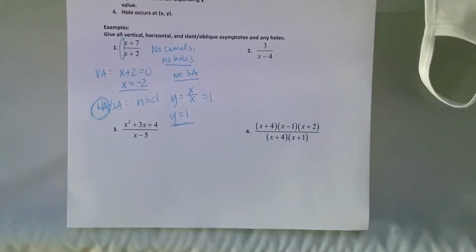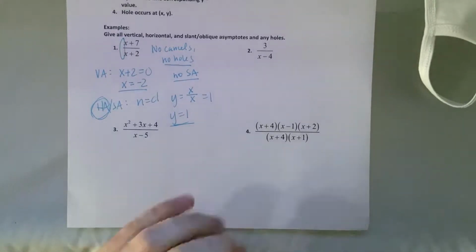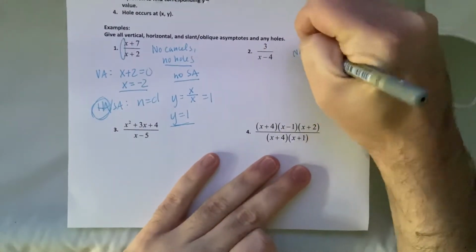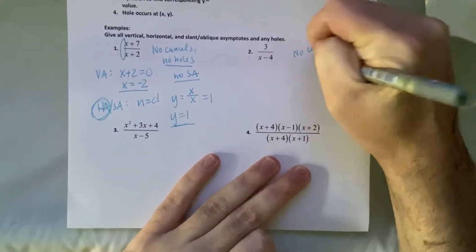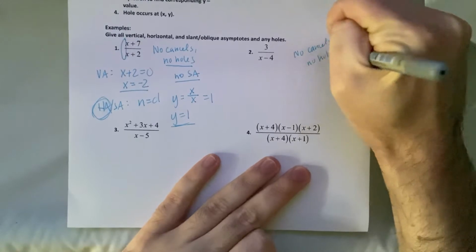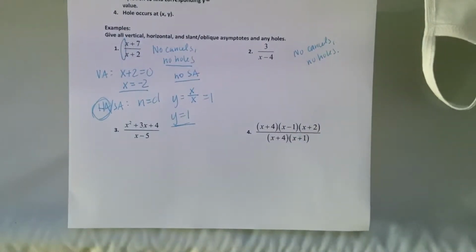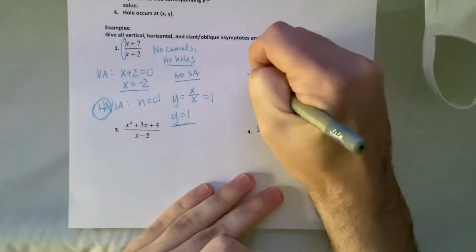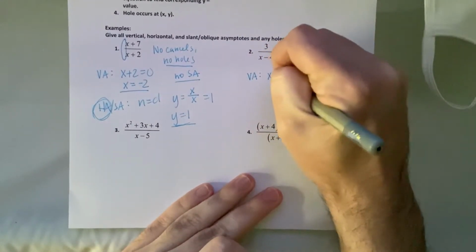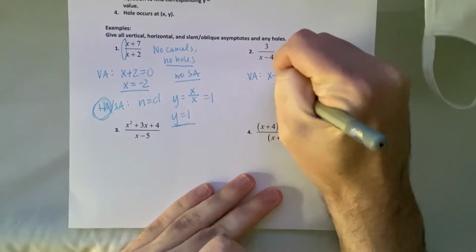Okay, let's pick up 3.5 where we left off. Okay, let's look at number 2. 3 over x minus 4 obviously doesn't reduce because nothing canceled. Again, there's no holes, no shared factors. Now, let's look at what happens to our vertical asymptote. X minus 4 equals 0, which means x equals 4.